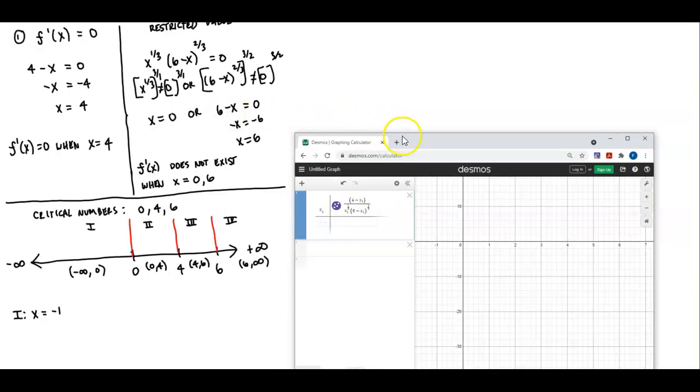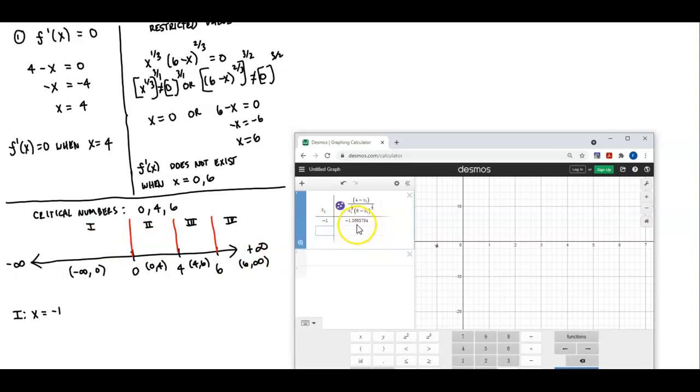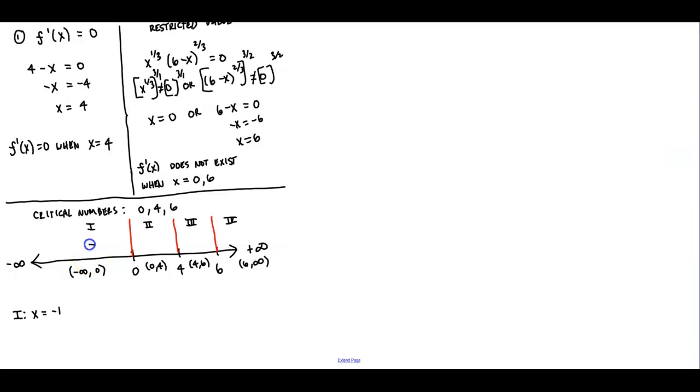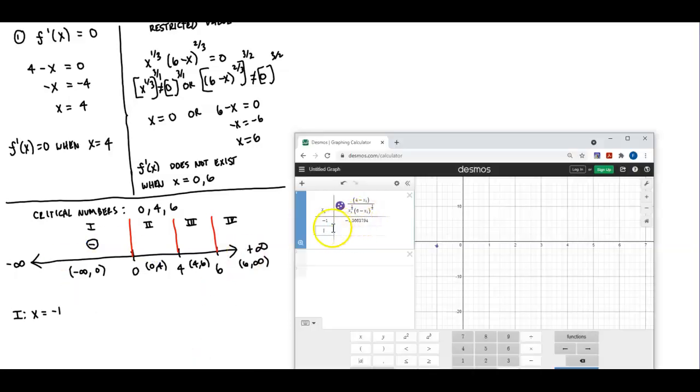So now let's go ahead and put in -1. We're going to choose -1 into region number 1, and we can see that we get a negative answer. So we know that f prime is going to be negative there. So in region number 1, we'll just go ahead and put the numbers in here. For region number 2, we're going to put in +1, since +1 is between 0 and 4. In region number 3, we have 4 through 6, so we can put in, let's say, 5. And then in region number 4, we can put in 7.